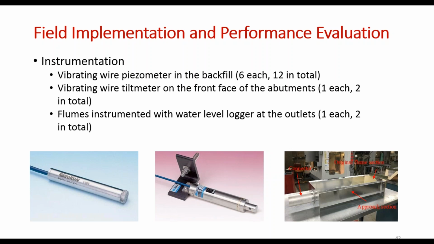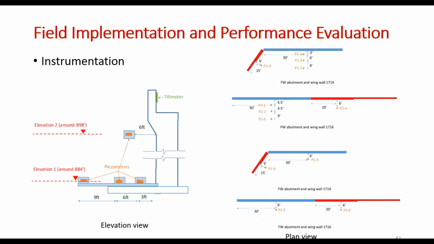Okay, so if there is much higher pore pressure, the loading will be high, and it may affect the movement of the abutment. And the third one is a more direct method, where we actually attach a flume instrumented with a sensor at the outlet, in the hope of measuring the drained water quantity at the outlet. But it's not that successful. Okay, for the last one, I'll show you some data.